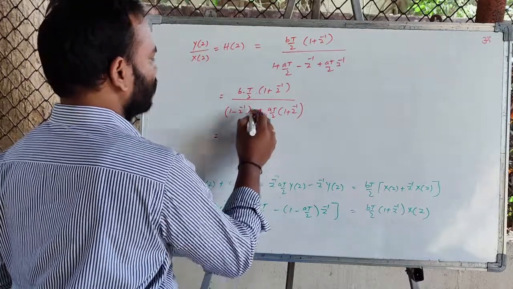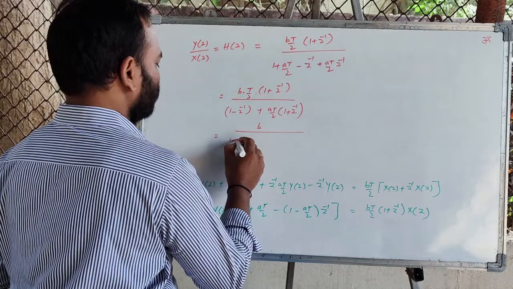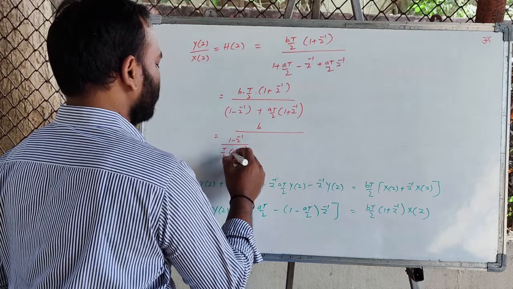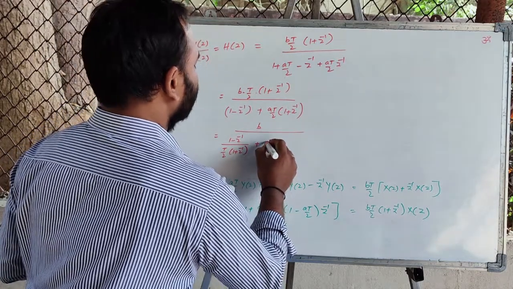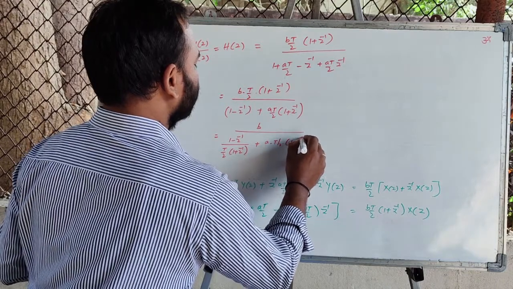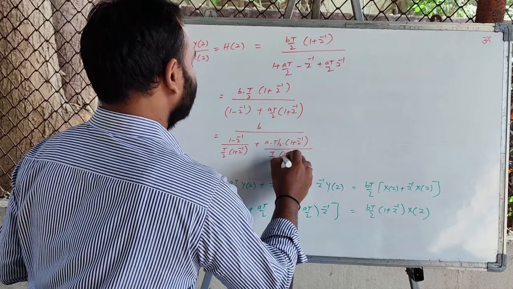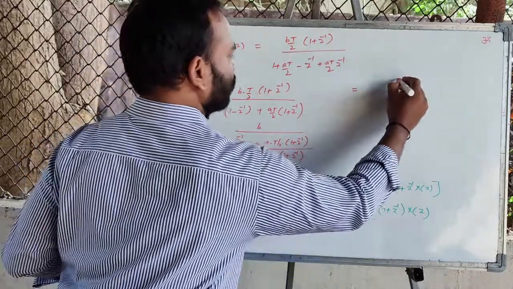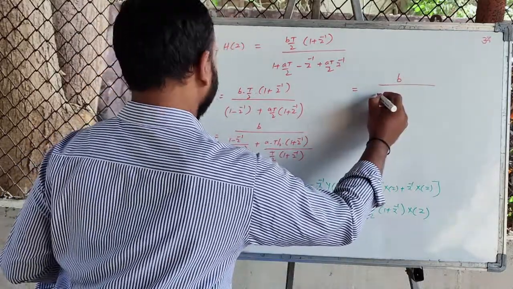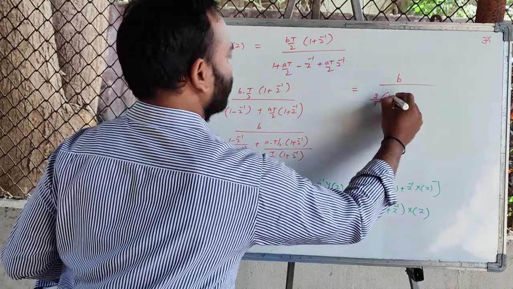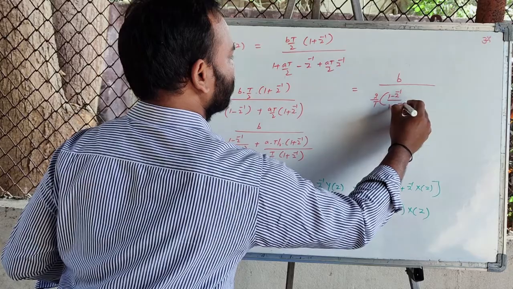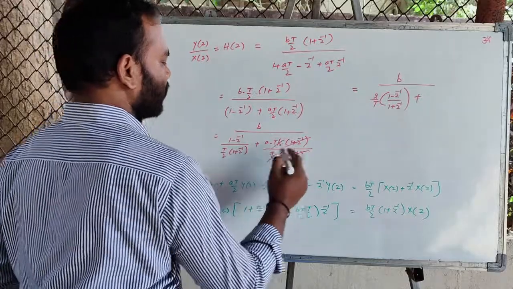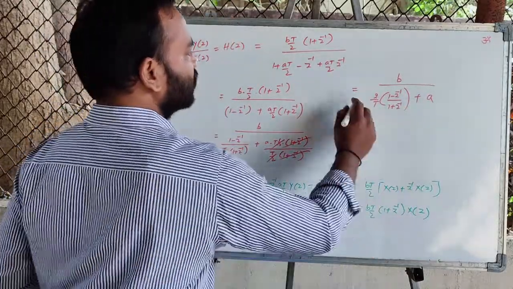Right? Now keep the b term here, and 1 minus z power minus 1 by T by 2 times 1 plus z power minus 1 plus a times T by 2 times 1 plus z power minus 1 by T by 2 times 1 plus z power minus 1 is equal to b by, this one is 2 by T times 1 minus z power minus 1 by 1 plus z power minus 1, and this one is plus 1 plus z power minus 1, T by 2 gets cancelled, so it is plus a. So this is H of z.